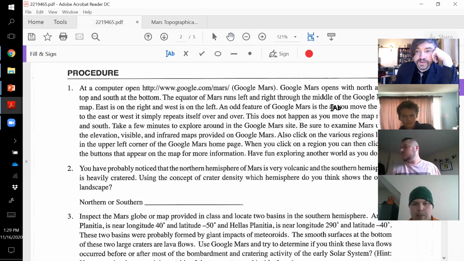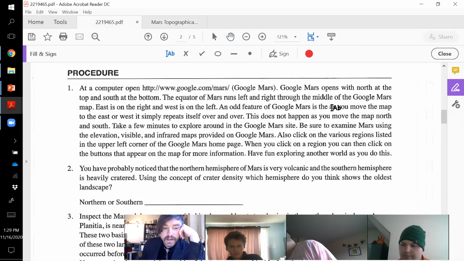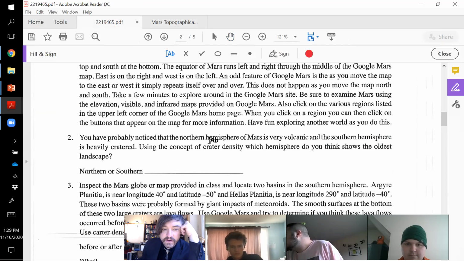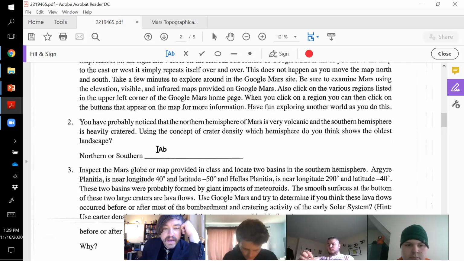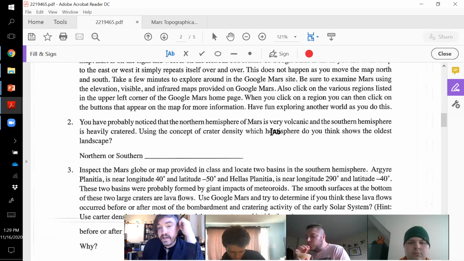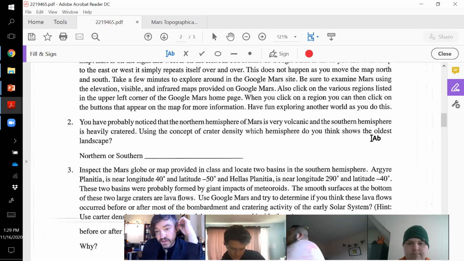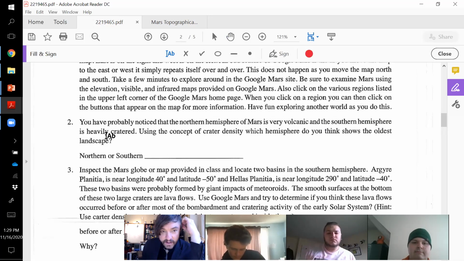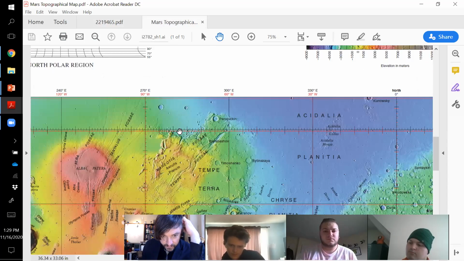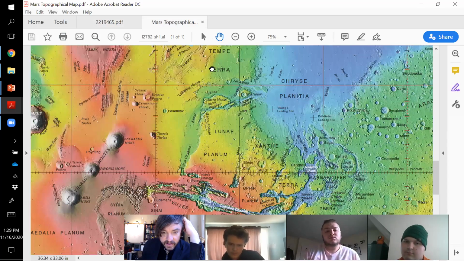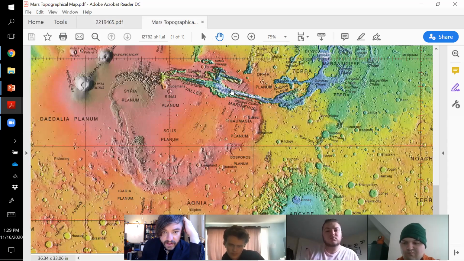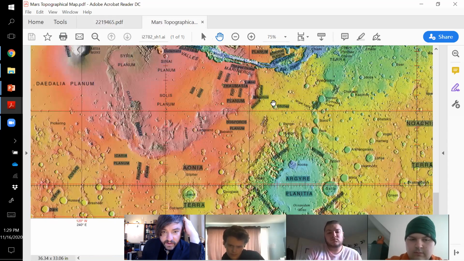Question 1 isn't really a question, but question 2 is. It says, you've probably noticed that the northern hemisphere of Mars is very volcanic and the southern hemisphere is heavily cratered. Based on the concept of crater density, which hemisphere do you think shows the oldest landscape, northern or southern? What would you guys say is the older landscape?